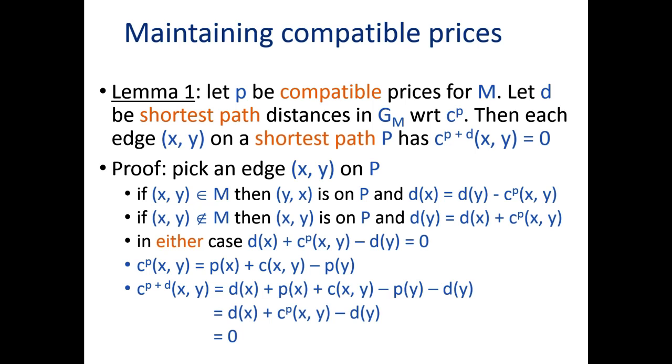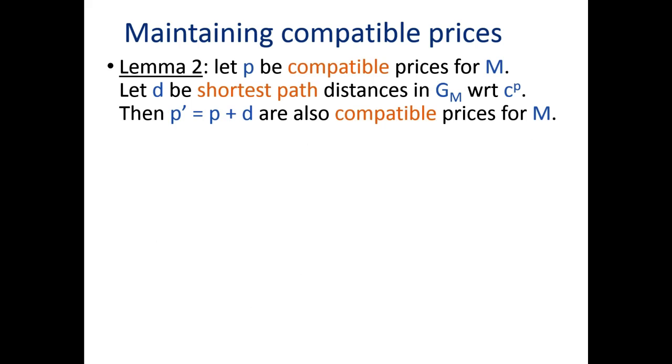End of proof. So if an edge is on the shortest path, because of the subpath optimality property, we can argue that its cost with respect to p plus d is 0. Things will start coming together in a second. This is closer to what we care about. Suppose we have compatible prices for M, and let's look at the shortest path distances. Then the prices of the form p plus d are also compatible prices for M. This means that increasing our prices according to distances, which is what the algorithm does, maintains compatibility. This is something that is kosher to do.